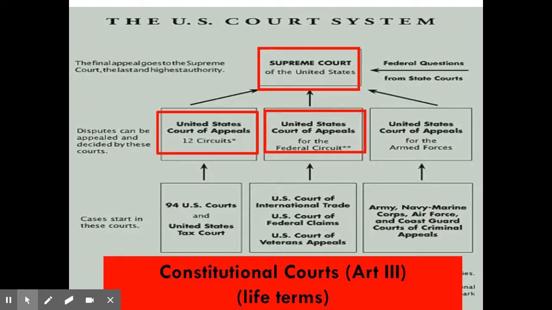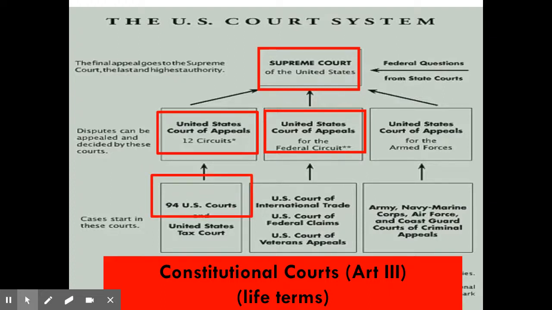First, in terms of the difference between how some courts are created, those in the red on this little graphic are all examples of courts in the US federal court system. These are the national courts. All of those in the red boxes, including the Supreme Court, are what we call constitutional courts, because they're mentioned in the Constitution within Article 3. The judges on these courts basically get life terms. They're there for their entire lives, or until they choose they don't want to do the job anymore. They're called constitutional courts because they're actually mentioned in the Constitution.